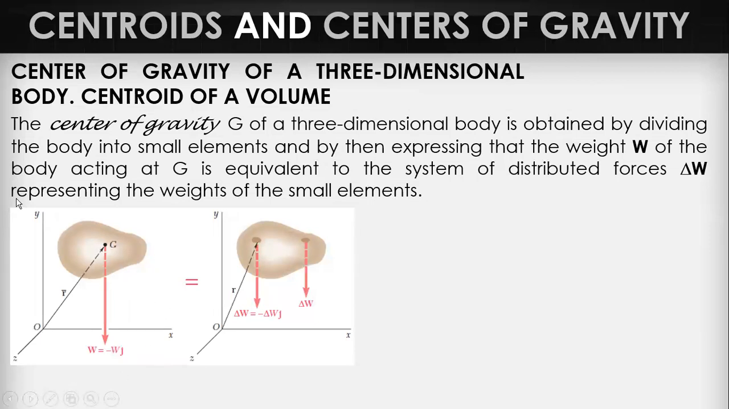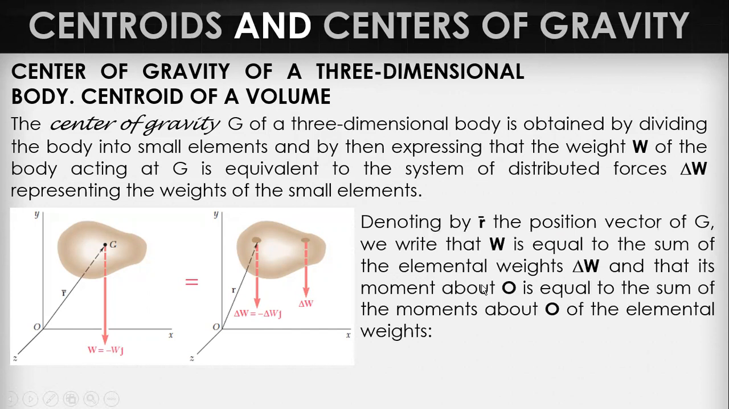Okay? So the whole body, the total weight is concentrated at the center of gravity, and then there are individual elements delta W1, delta W2, and so on. Denoting by R bar the position vector of G. For the centroid, R bar.